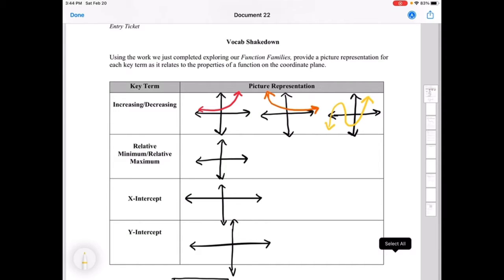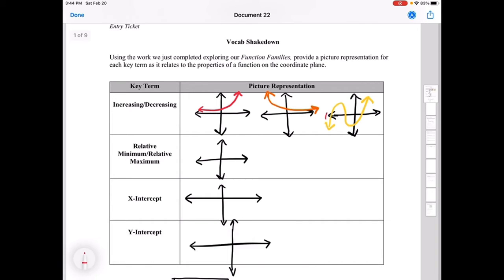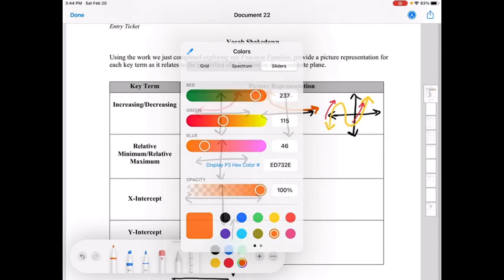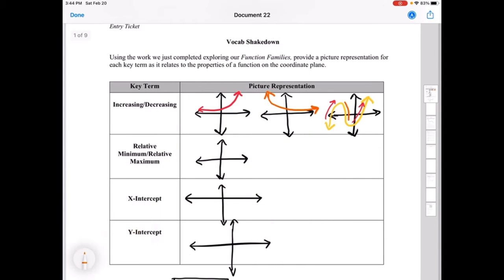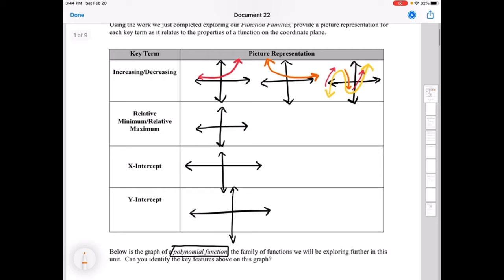Here it would be increasing here, increasing here, and then if I were to do orange here, decreasing at this interval, and that's about it. So, as you can see, you can increase or decrease in multiple intervals in a function.